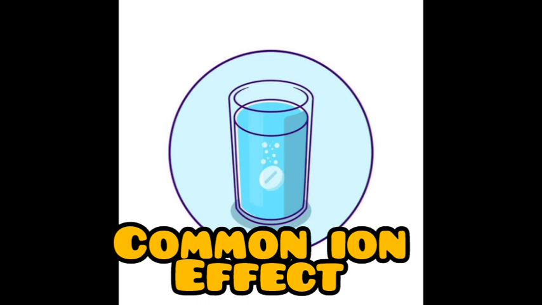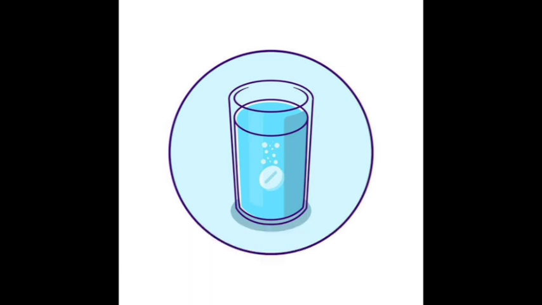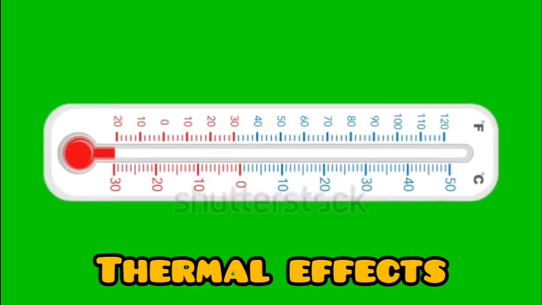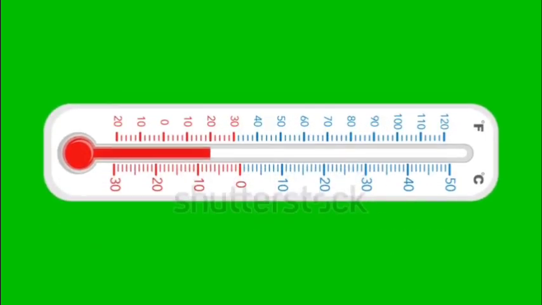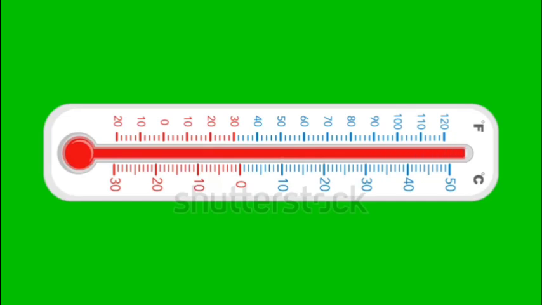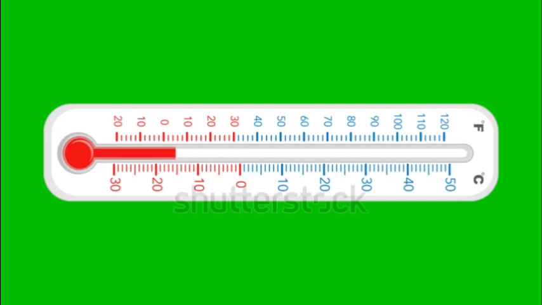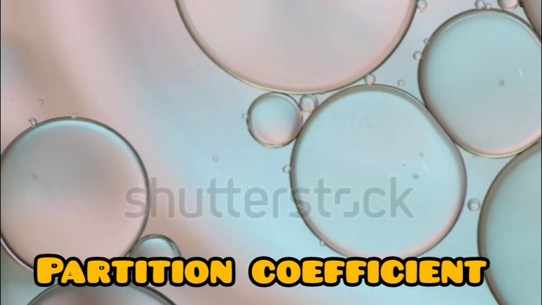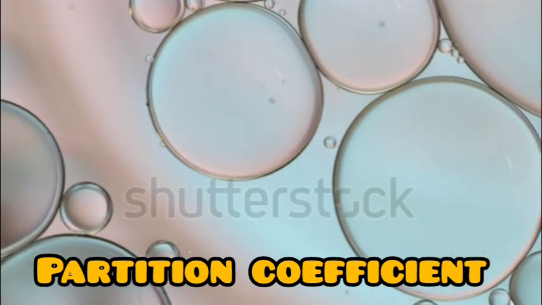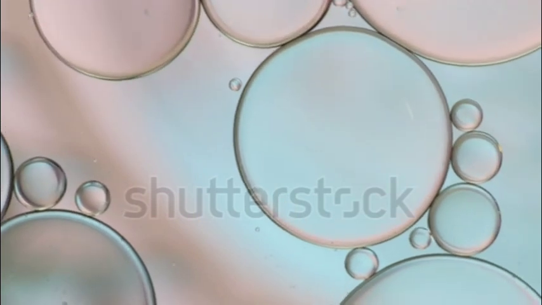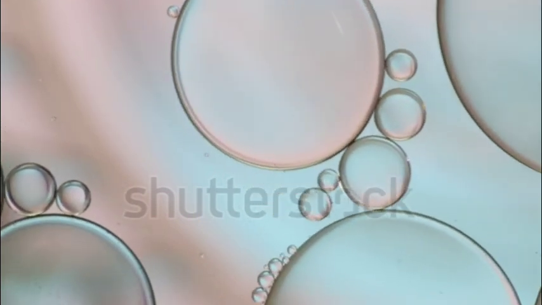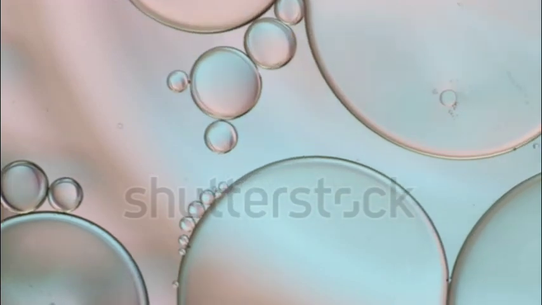Common ion effect, Ksp, solubility product constant. This explores how the presence of other common ions might reduce the drug's solubility. Thermal effects. How does temperature affect solubility? Some drugs dissolve better in warmer conditions, others in cooler. Solubilization. If a drug doesn't dissolve well, scientists explore various techniques to improve its solubility. Partition coefficient. This measures how the drug distributes itself between an oily phase and a watery phase. It helps predict how well the drug might pass through cell membranes and get absorbed.